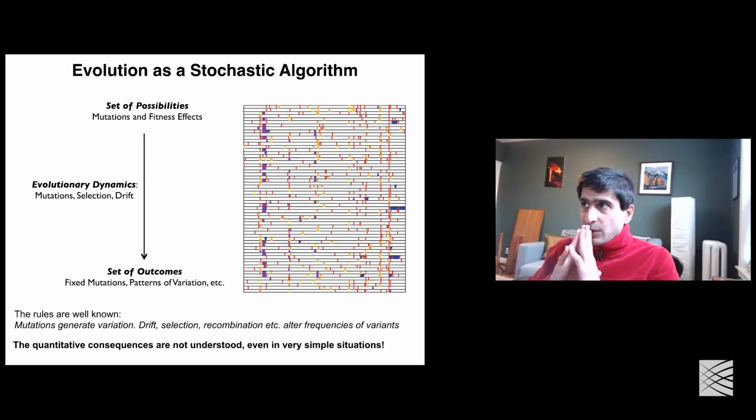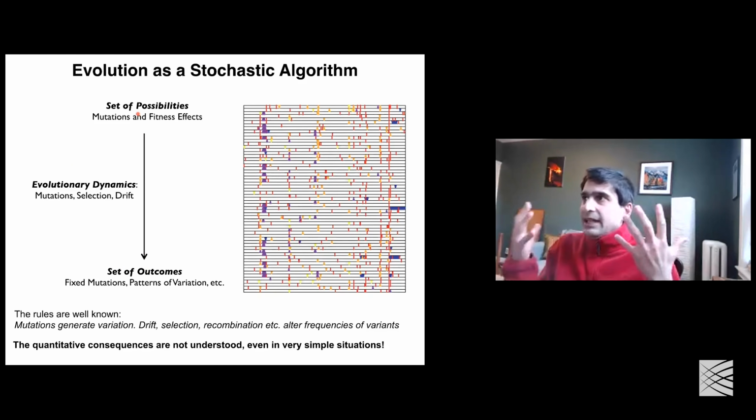And essentially what we're looking at in these kinds of experiments, and the theory that's associated with it, the kind of theory that Gautam will talk a little bit about some aspects of in an hour, is understanding how evolution and evolutionary dynamics works as a sort of stochastic algorithm.